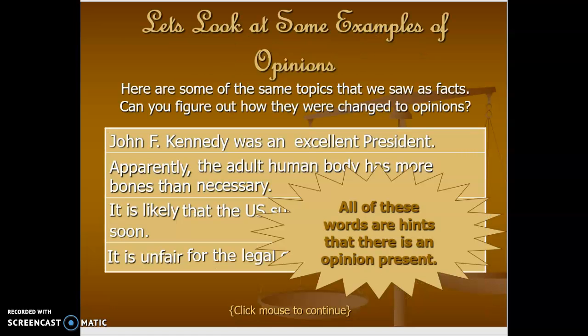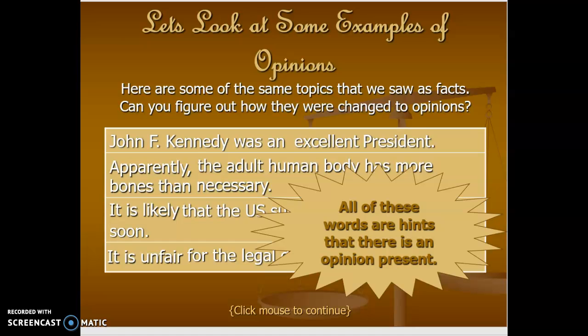Okay? Now, opinions we cannot verify as true or false. John F. Kennedy was an excellent president. The adult human body has more bones than necessary. It's unfair for the legal age to vote to be 21 or 18 or whatever statement it is.